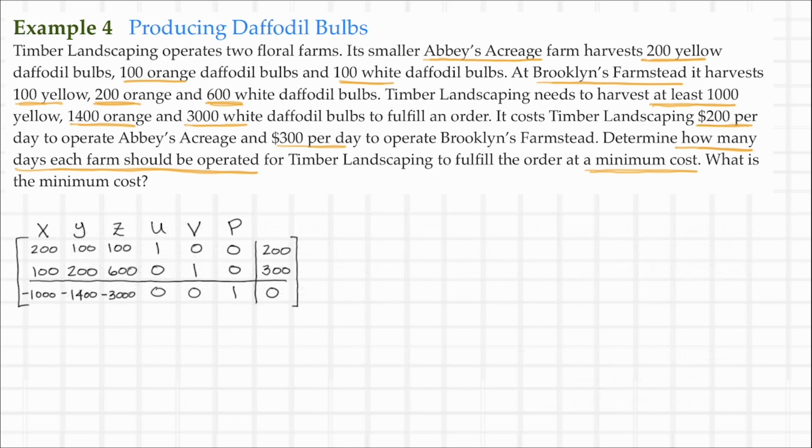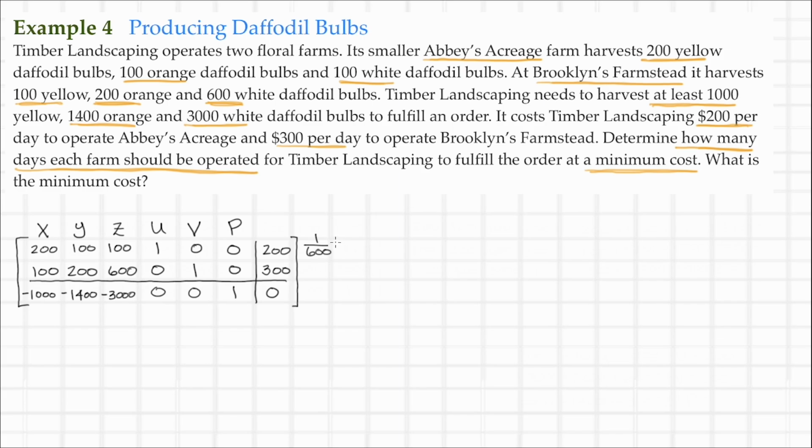So then, of course, the next thing we need to do is determine our pivot column, and it's going to be the column with the most negative value in the last row here. And of course, that's 3,000 or negative 3,000. And then use these values here, divide them into our constants here. The one that has the smallest ratio would be our pivot row. So we have 200 divided by 100, that's 2. And then 300 divided by 600, that's 1/2. So 600 is going to be our pivot value.